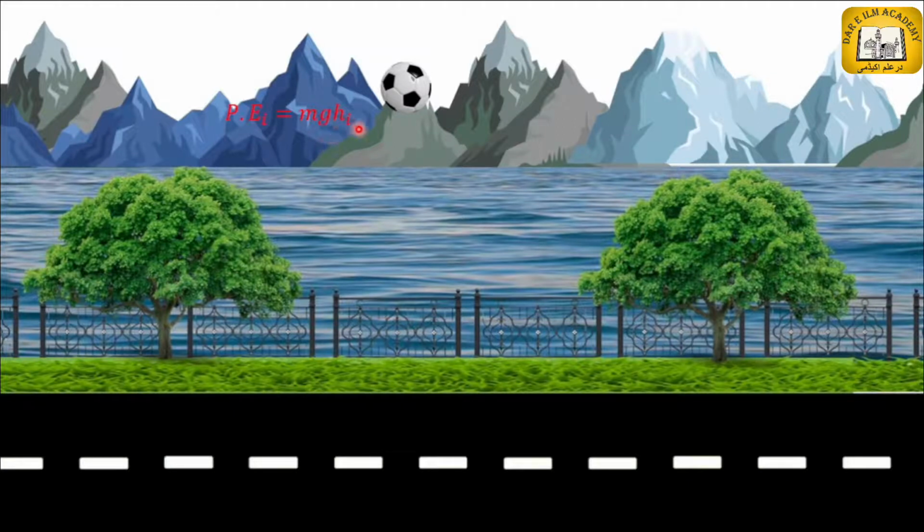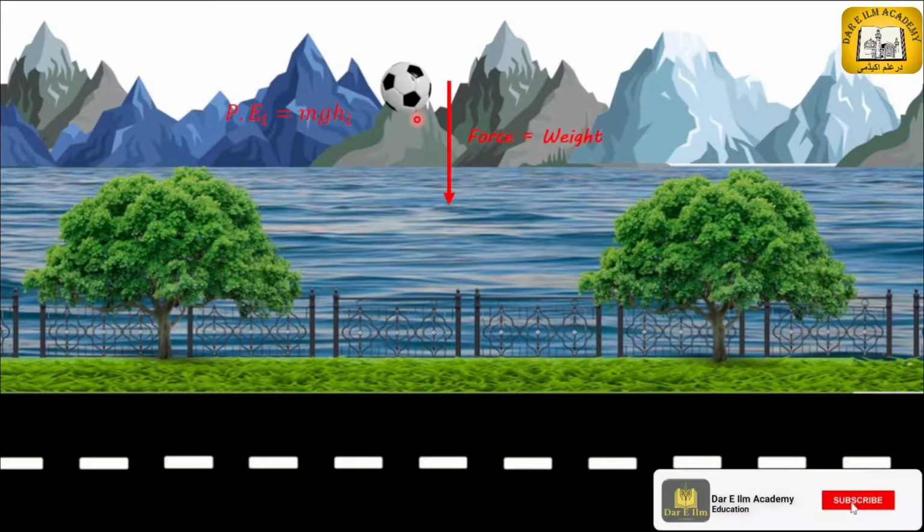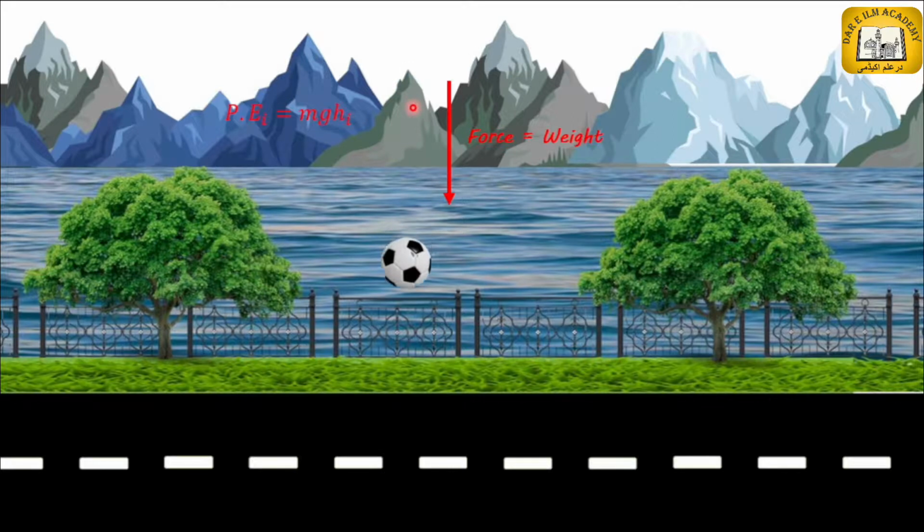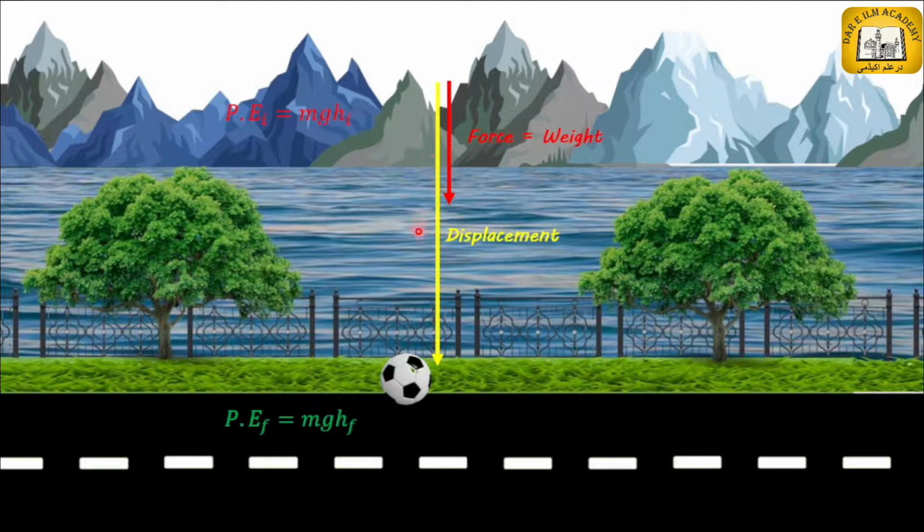Here we have a football at some height, due to which it has potential energy at that height, say initial potential energy, which is equal to mghi. The gravitational pull of the earth is acting on this football. As this force is the weight of the football, let's allow the football to fall under its weight, and we saw that the football covered some displacement, meaning some height, and reached another position or height. Now due to this new height, the potential energy has changed. We say its final potential energy is equal to mghf.